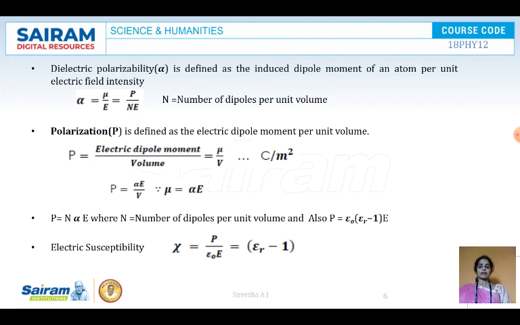Also electric susceptibility. It is denoted by psi. It is nothing but P by epsilon naught into E, which is equal to epsilon r minus 1. This we have got from the above equation. If you rearrange the terms, P by epsilon naught into E is nothing but electric susceptibility, which gives epsilon r minus 1.